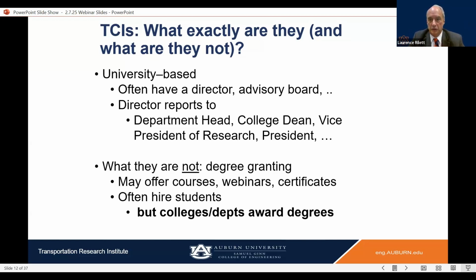A key distinction for a lot of people is what they're not. They are not degree granting. So they may offer courses, webinars, and certificates. They hire lots of students, but colleges and departments are the ones that award degrees. Now, I'm sure there may be some out there that do it, but by and large, that's the way you can differentiate between the two.